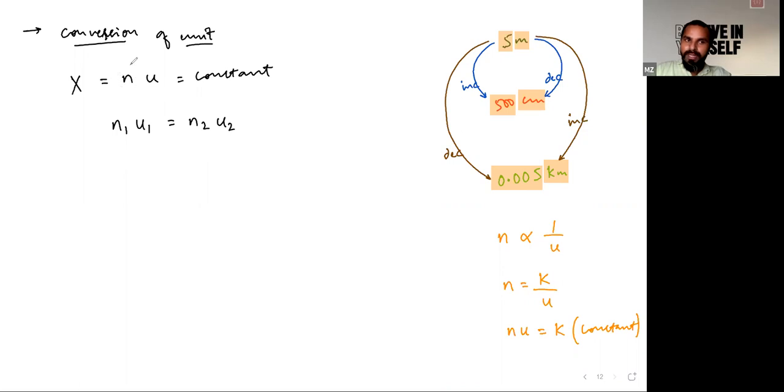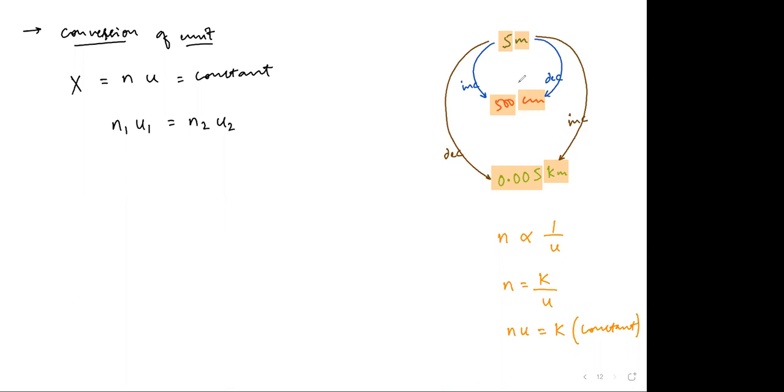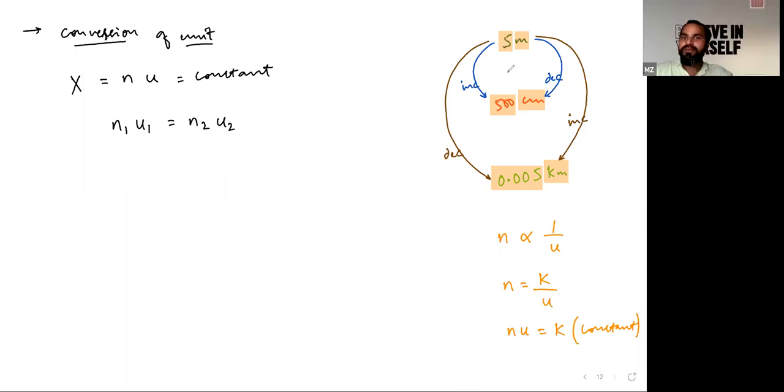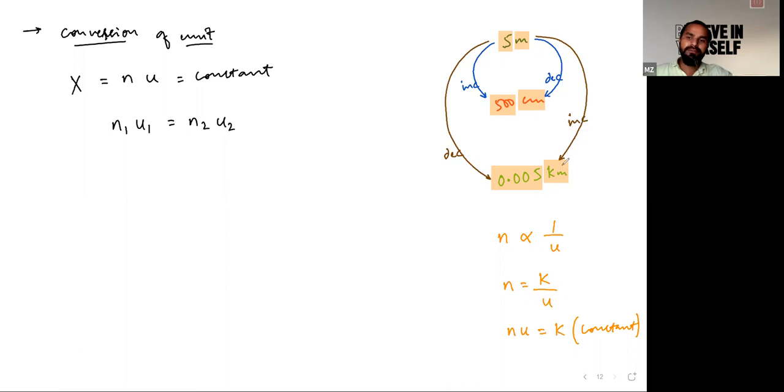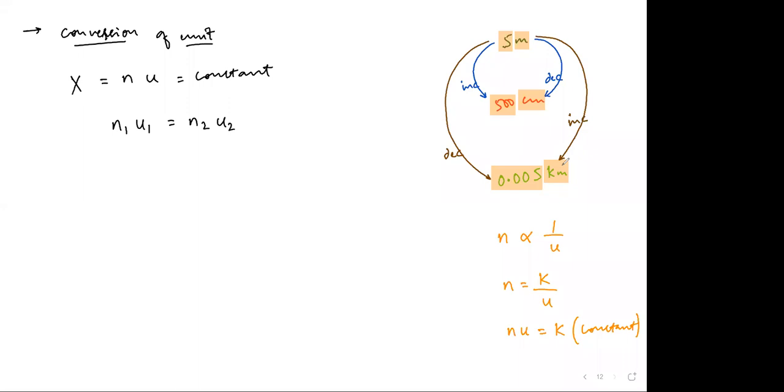Since the product of numerical value and its unit is always constant, let's say 5 meter: 5 is the numerical value and meter is the SI unit. If it is converted in terms of centimeter, it becomes 500 centimeter. Are these two terms equal or not? They are equal. So 5 meter equals 500 centimeter equals 0.05 kilometer. It means N1U1 equals N2U2 equals N3U3. Is it clear, Ellen?